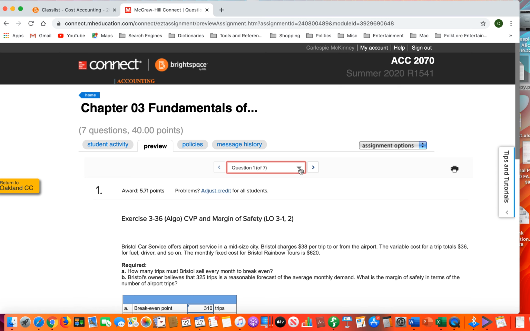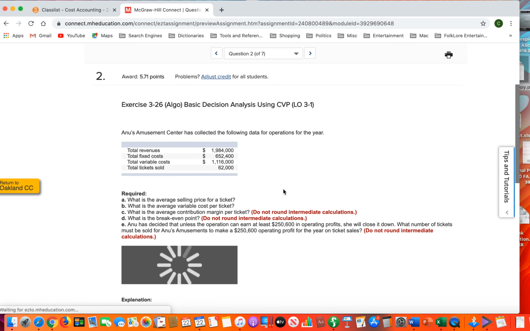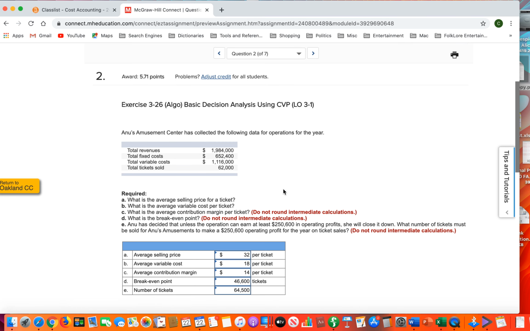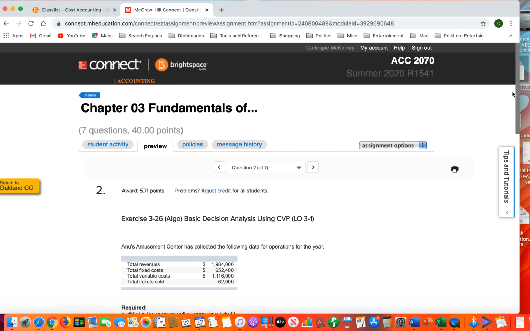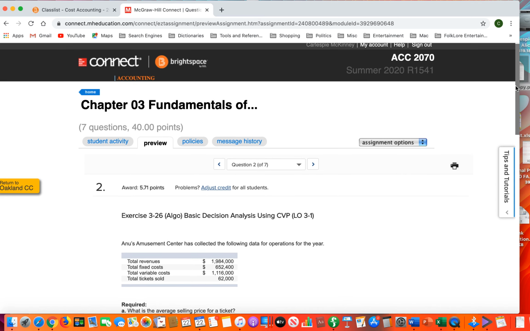Let's go to question number 2. Okay. So let's work this out. The amusement center has collected the following data. Okay, so we see the total revenue, total everything here, right? So the first question is, what is the average selling price for a ticket?